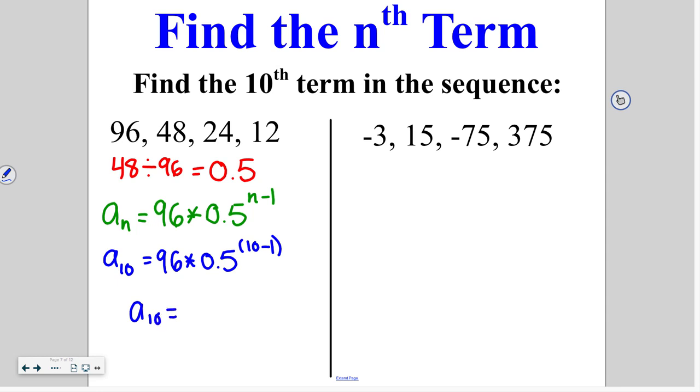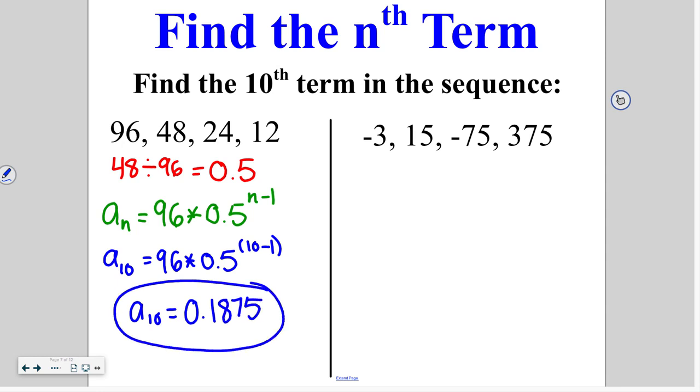So the 10th term in this particular sequence is 0.1875. You're going to want to include the full decimals on these. We want to avoid rounding. Same thing is going to happen with this second example.